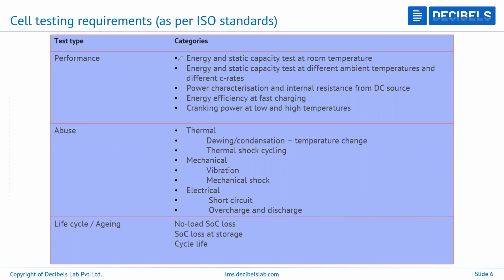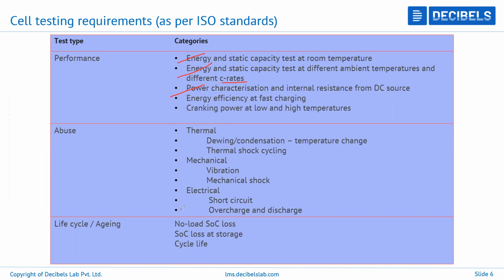So in today's session, we will take a look at the first one: the static capacity test at different temperatures, and also at room temperature. And then we will also take a look at the static capacity test at different C rates. What that means is at different current rates, right? Then we will take a look at something called pulse power characterization, or power characterization. This one, the third one, is in performance tests.